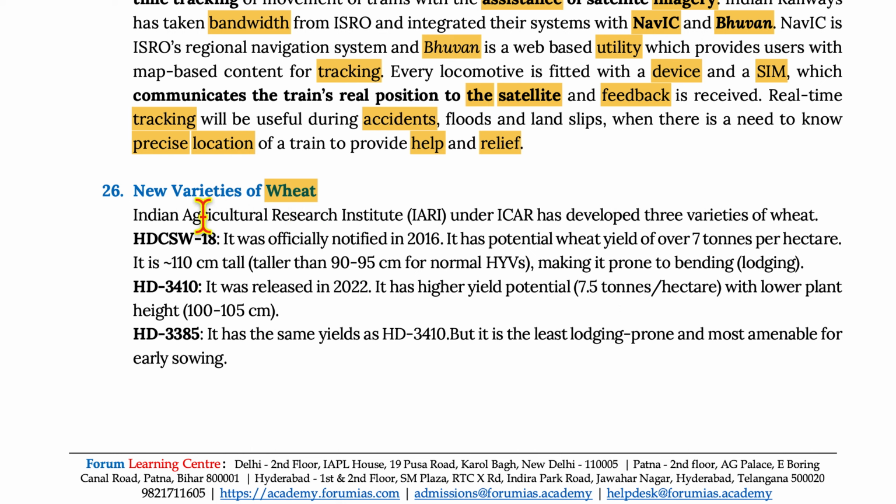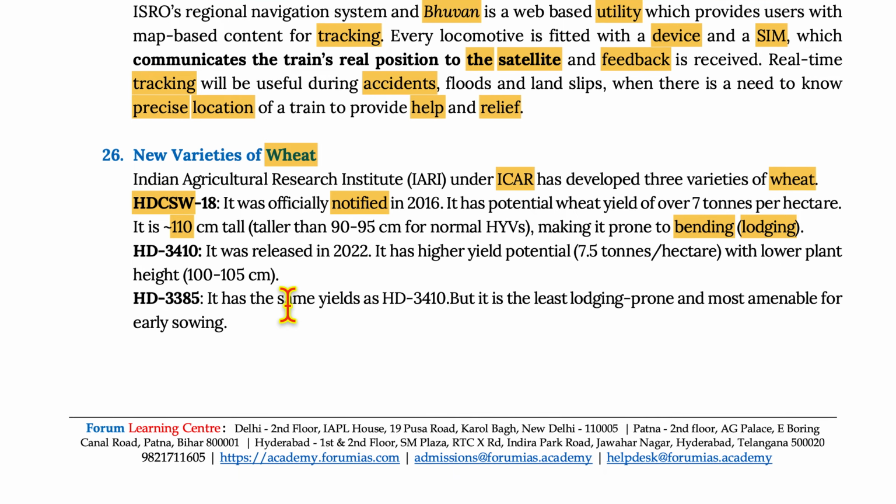New varieties of wheat. The Indian Agricultural Research Institute under ICAR has developed three varieties of wheat. HDCSW18 was officially notified in 2016. It has potential wheat yield of over 7 tons per hectare. It is 110 centimeters tall, making it prone to bending and lodging.